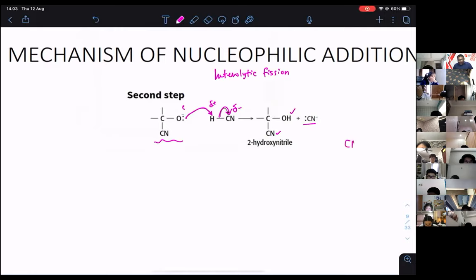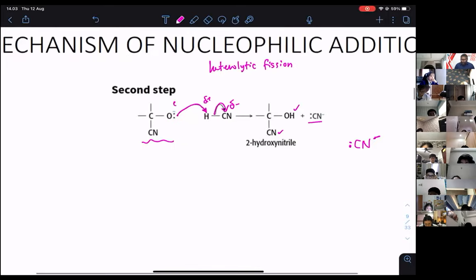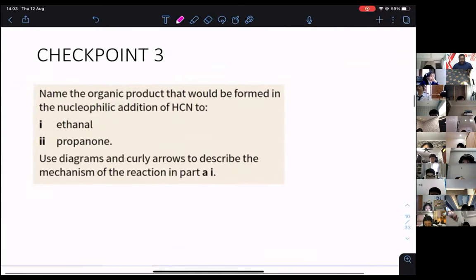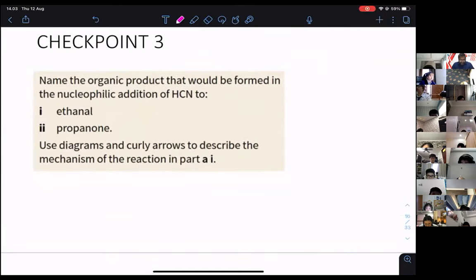So don't just simply write CN. This is very important. It must be written in this form. They have asked this in exams before. You must put the dot, dot, and minus, because heterolytic fission is taking place. So whatever it is, you are going to get this 2-hydroxynitrile.